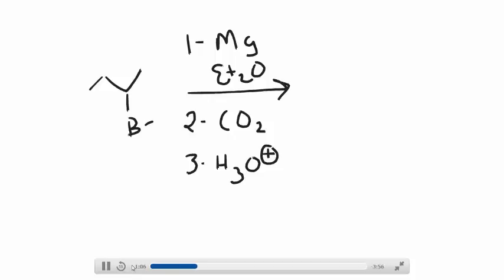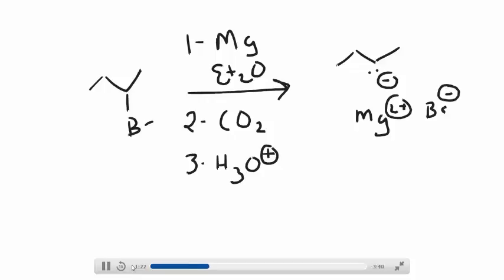But again, like I've said, you should know the first step for this mechanism, so I'm not going to go through it. But it does allow you to make the carbanion that is associated with the magnesium and the bromine. I'm going to write it this way, but that would be equivalent to drawing it this way. I just like to see the separated ions.